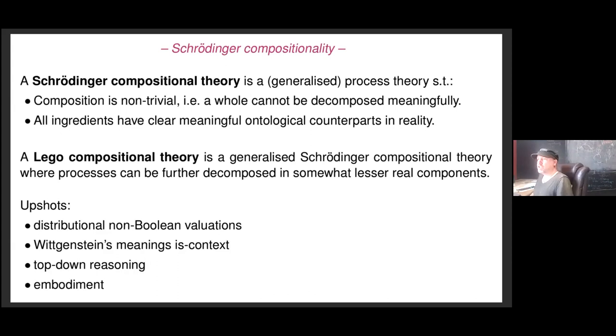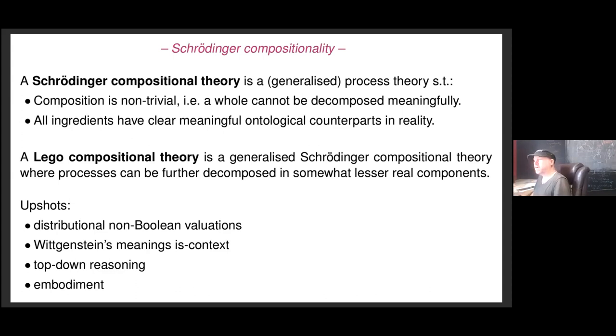This sort of compositionality really works very well with things which are non-Boolean. Frege's notion of compositionality got its biggest boost with Montague semantics, and that's where it worked really well, but that's a purely Boolean theory of meaning. So everything's about true and false. There is no other notion, so it's completely incompatible with the current machine learning type of techniques in NLP, natural language processing. Wittgenstein's meaning as context fits very well in this frame.